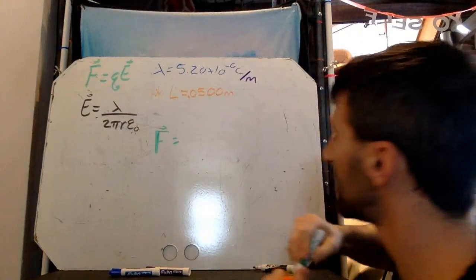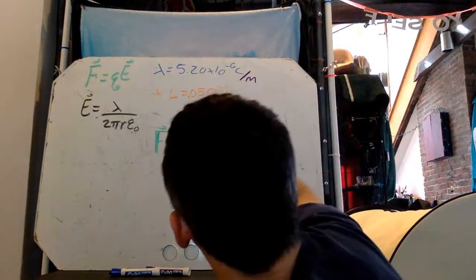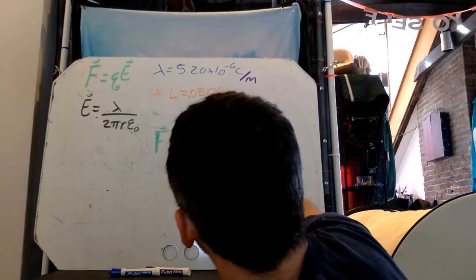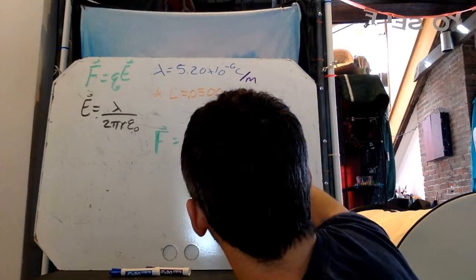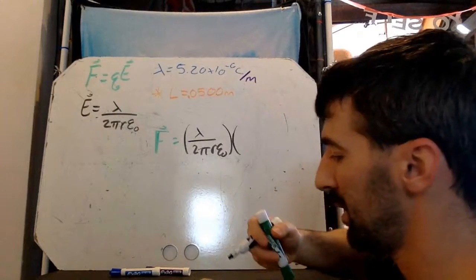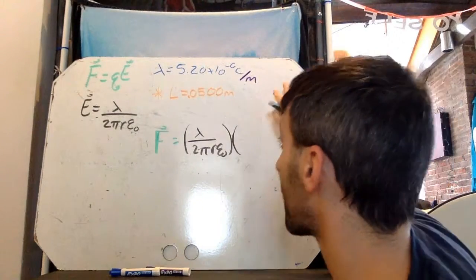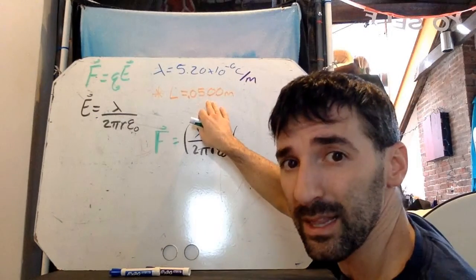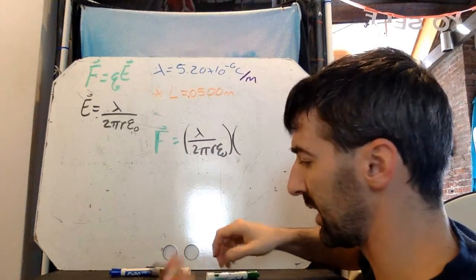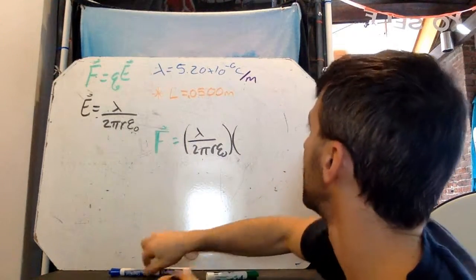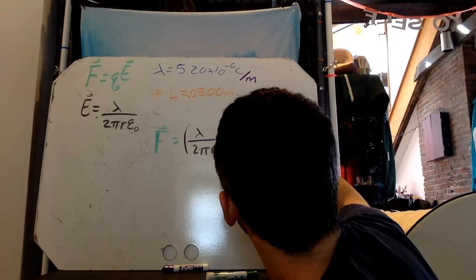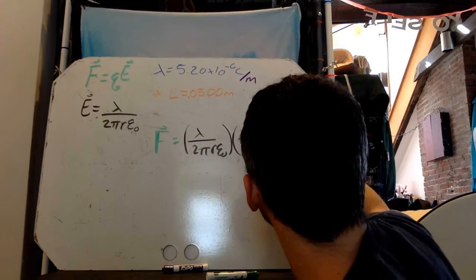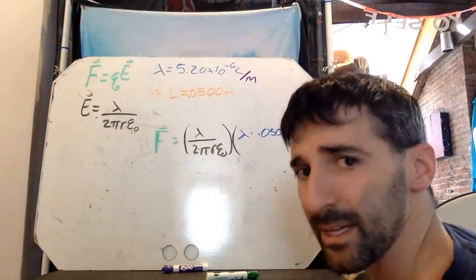So my final formula, what I'm trying to find, that force, is equal to my electric field, which we just solved as lambda divided by 2 pi r epsilon 0, times my charge. I don't have a charge, but I have a coulomb per meter times a specific length, so it's really times lambda times 0.0500 meters, or lambda times L.